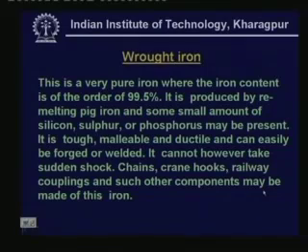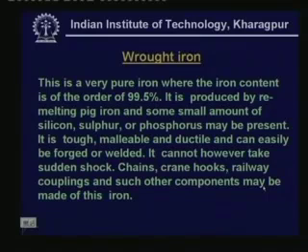Malleable, as you know, is the property by which you can make it thinner and thinner, and ductile means it has a good percentage elongation. That means it can elongate to a great extent when it is in the plastic zone. So these three properties of wrought iron make it a very good material to be forged or welded.